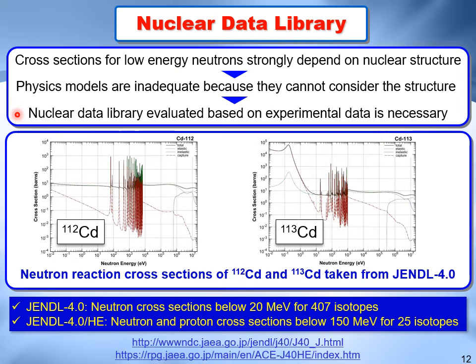In the PHITS package, Japanese evaluated Nuclear Data Library JENDL version 4.0, which contains neutron cross-sections below 20 MeV for 407 isotopes, and its high-energy extended version, which contains neutron and proton cross-sections below 150 MeV for 25 isotopes, are included. More information and data are available from these websites.